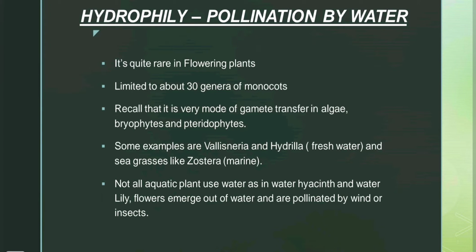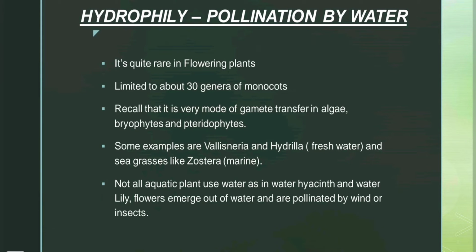Hydrophily is pollination by water. It is quite rare in flowering plants, limited to only about 30 genera of monocotyledonous plants. We should recall that it is a very common mode of gamete transfer in algae, bryophytes and pteridophytes. Some examples of flowering plants are Vallisneria and Hydrilla, which are freshwater plants, and seagrasses like Zostera, which is a marine plant.